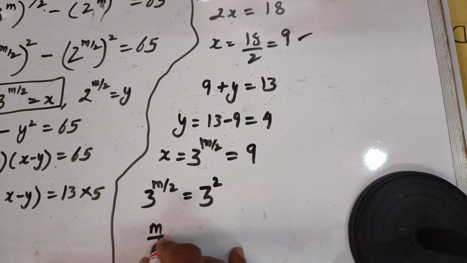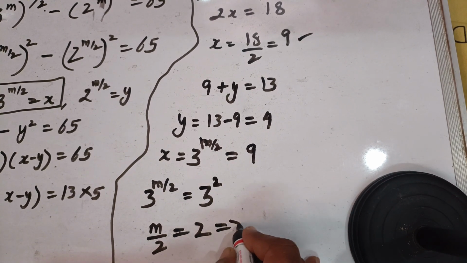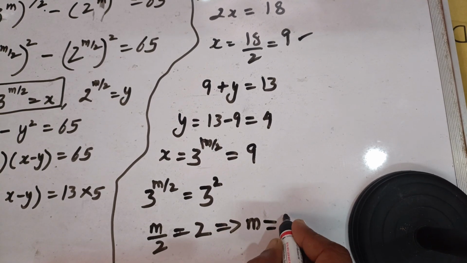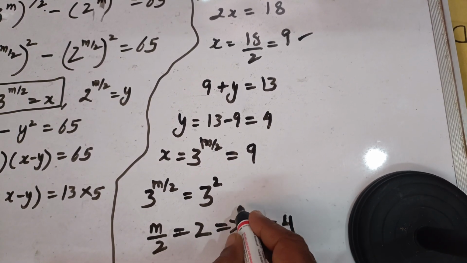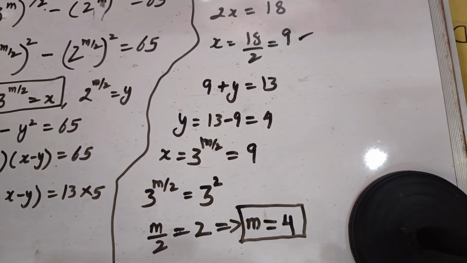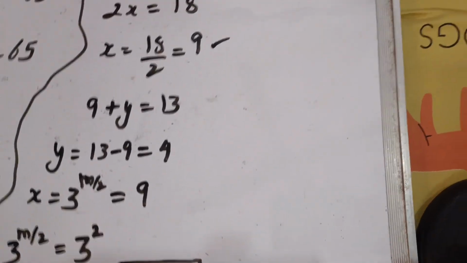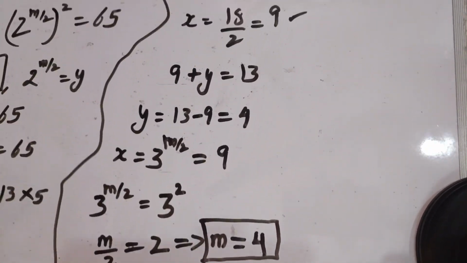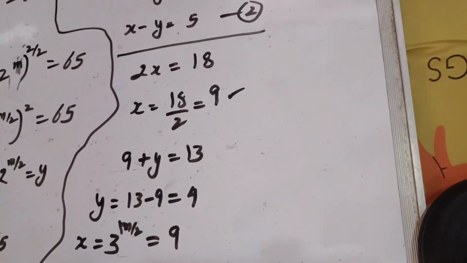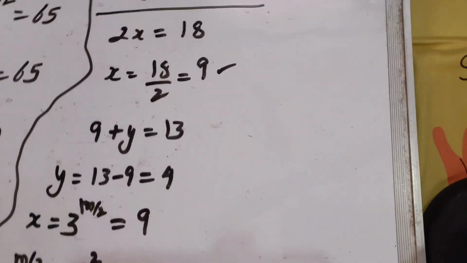That means m by 2 is equal to 2, which implies that m will be equal to 4. So this is the value that we have got, m is equal to 4. The beauty of this technique is that we can cross check also whether our answer is correct or not.